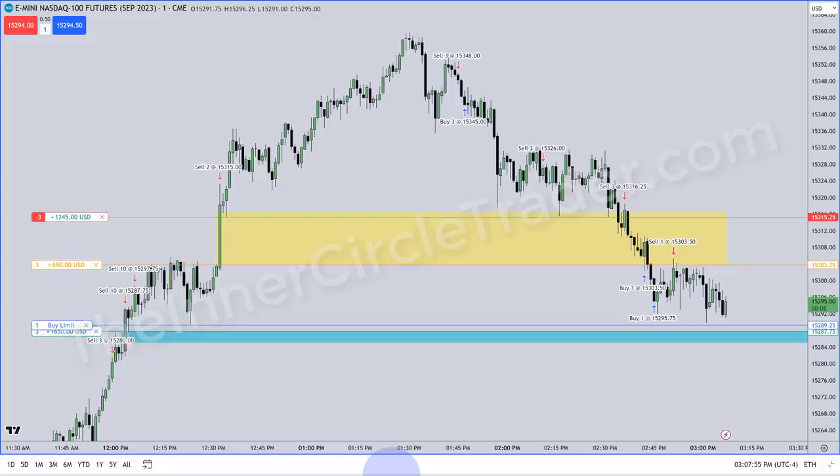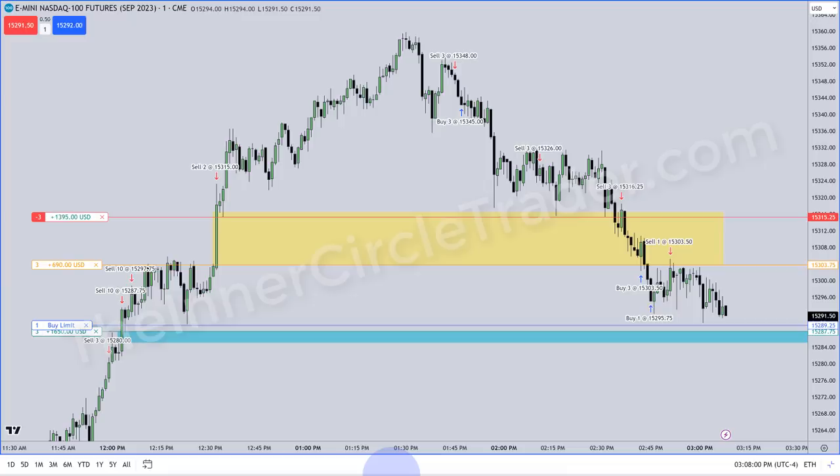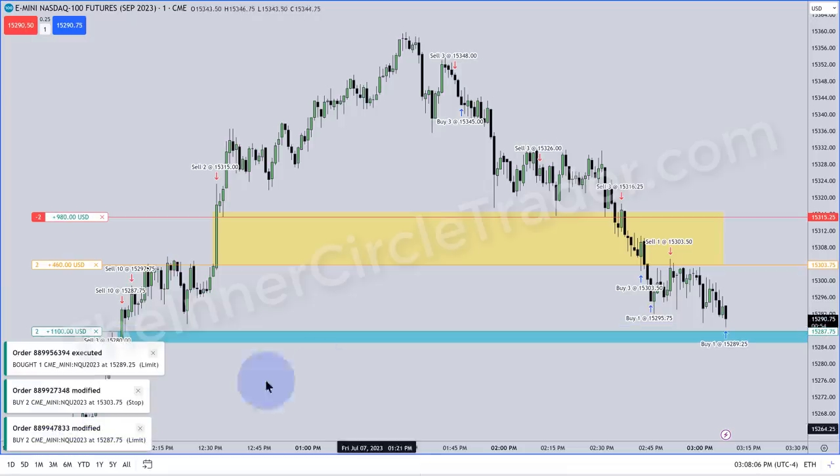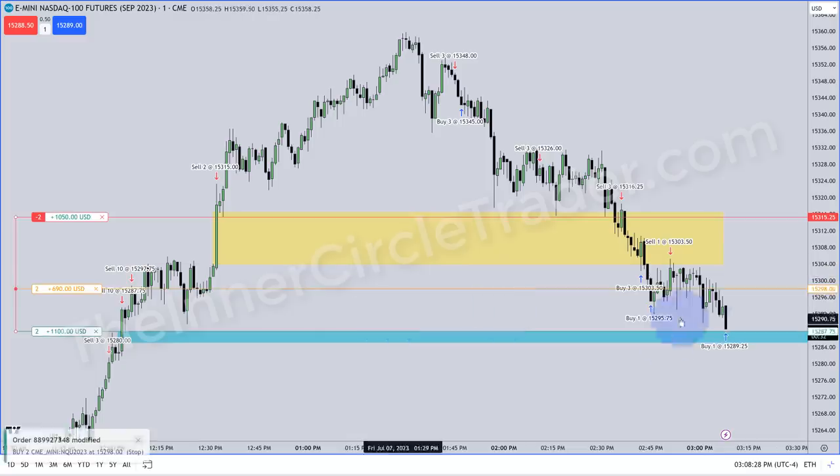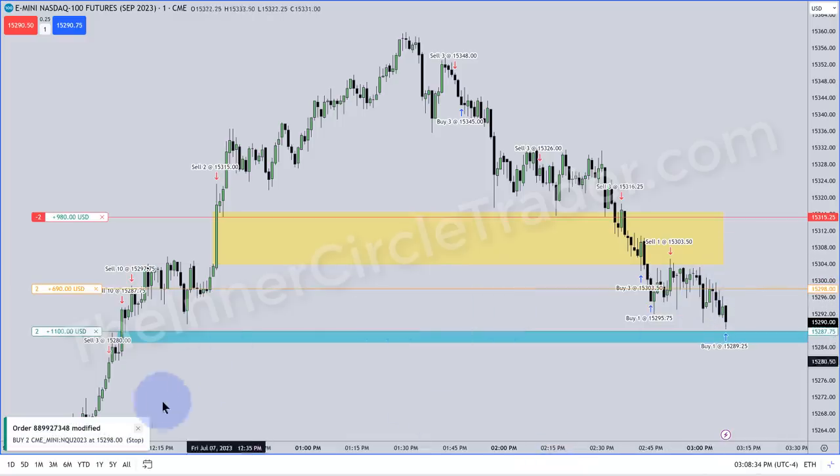Lots of manipulation here. That's one. Let's see if we can get that final one here inside that fair value gap. Gonna take this stop and roll it down to the rejection block right there on this up close candle. So if it stops me there, I'm comfortable with that. I don't care.